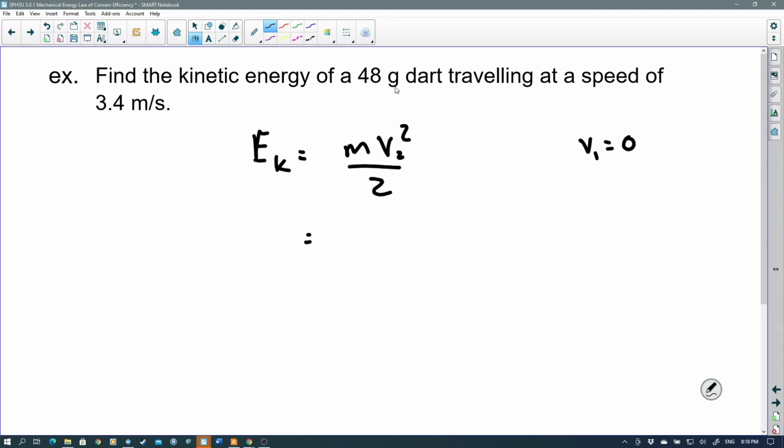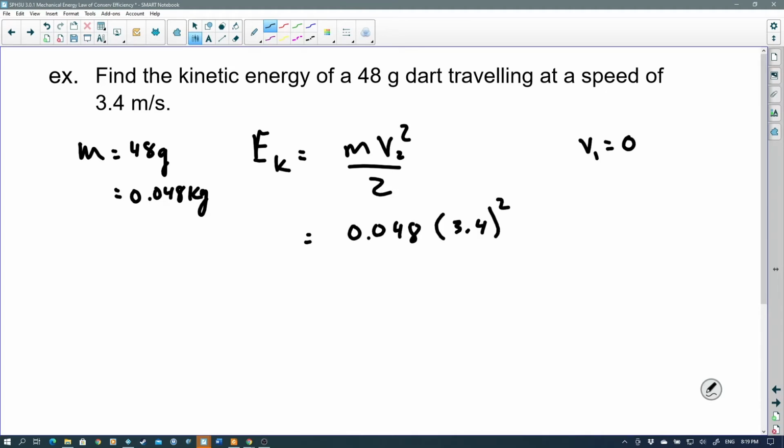Now we do have a problem that our 48 grams is not given in the proper unit. So let's fix that. To convert grams to kilograms, we divide by 1,000. So that's going to be 0.048 kilograms. So we're going to just plug that in here for our mass. Our velocity is 3.4 meters per second squared. And we divide all that by 2 because of the formula. So again, I'm just going to do this off screen.